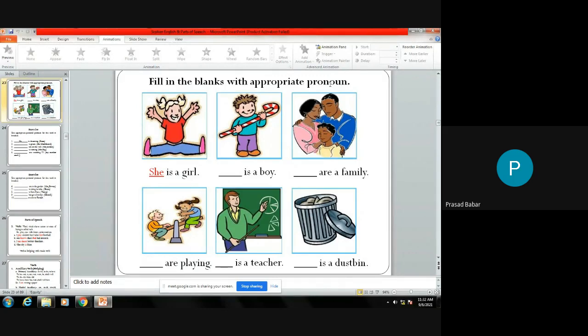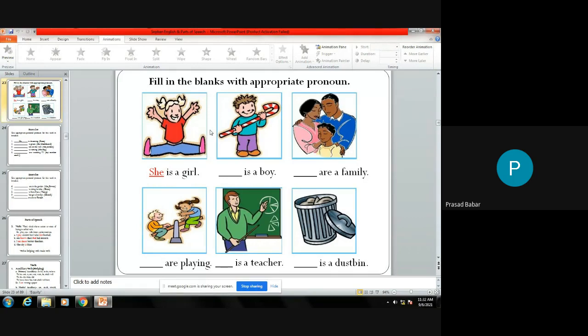They have given the answer of the first question. There is a picture of a girl, and we have to use she in this example. So she is a girl. The next is a boy who is having a hockey stick in his hand. So which pronoun will we use here? He. Yes, he is a boy.